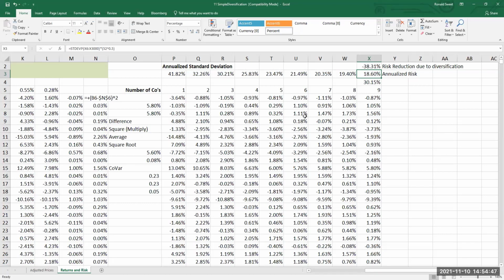Because some stocks will be up, some will be down, they'll offset each other. So your risk is much lower. And that's the advantage of diversification. It's really, really a powerful thing.